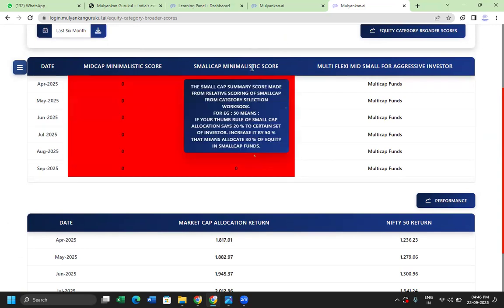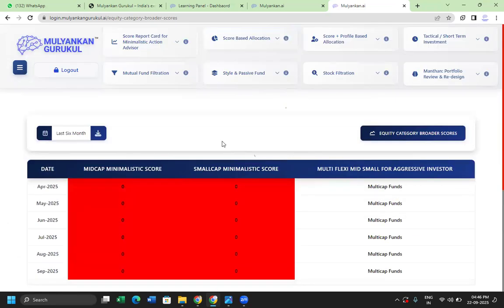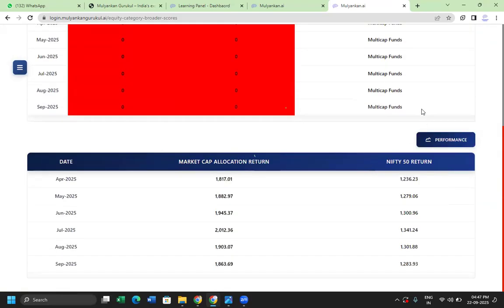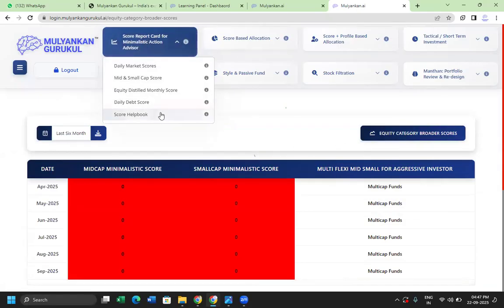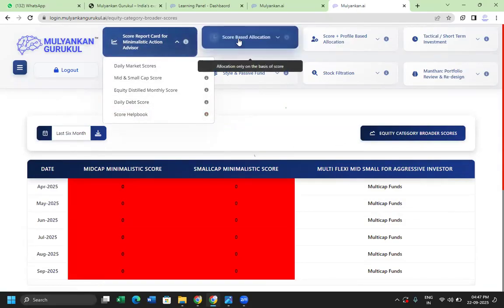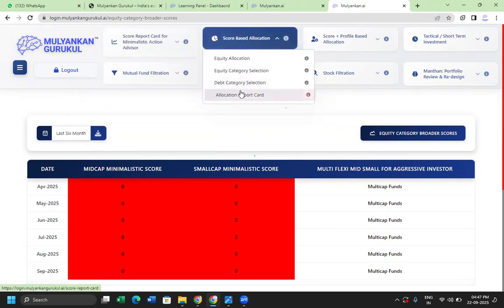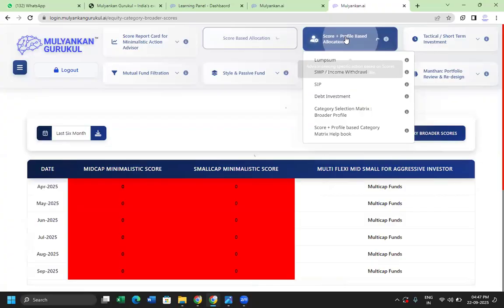I will not cover this right now. So if you don't want to go for mid and small cap, you don't want to go for a specific allocation guidance, broadly it is telling you that this is a time to go for a multi-cap fund. So entire scores are available. On the basis of that score, if you want to have a second opinion, entire allocation guidance is there. If you want a more integrated answer, score plus profile-based allocation, more integrated guidance is there. But again, it is the job of an advisor to understand the investor profile. On the basis of his judgment, he will read the entire thing from here, and finally he will decide his own allocation for his investor.